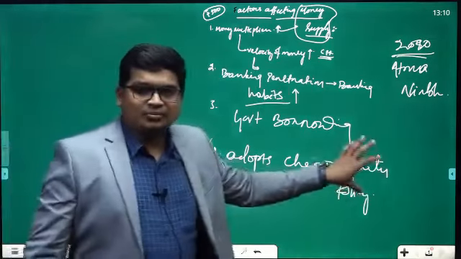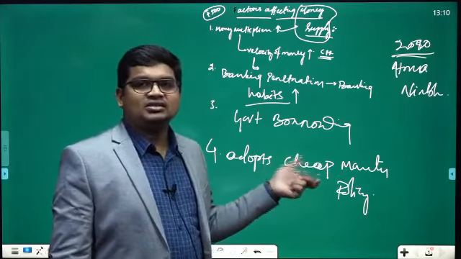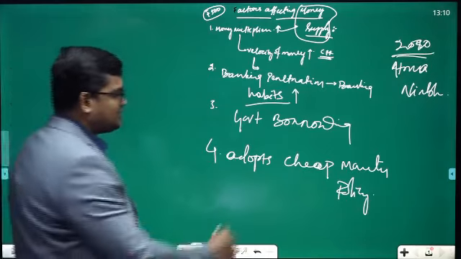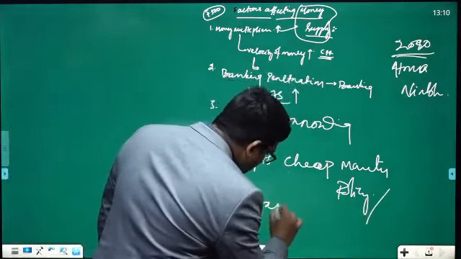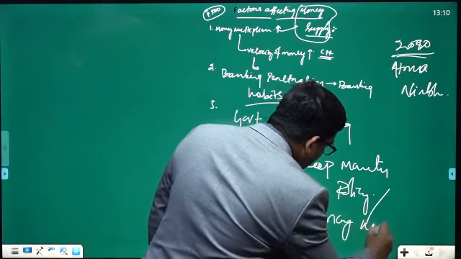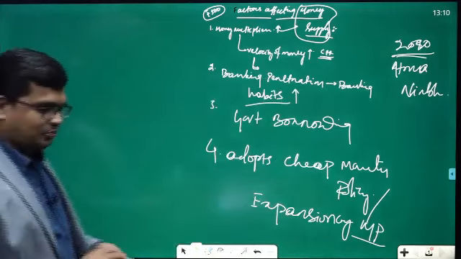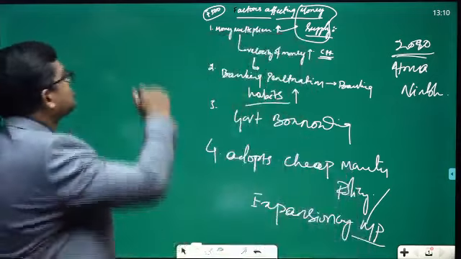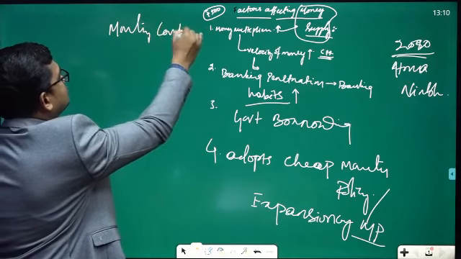We'll discuss monetary policy after a few minutes, but what exactly does this point want to convey? This point wants to convey cheap monetary policy, also known as expansionary monetary policy. What is this expansionary monetary policy? Suppose RBI reduces all those monetary controlling tools.